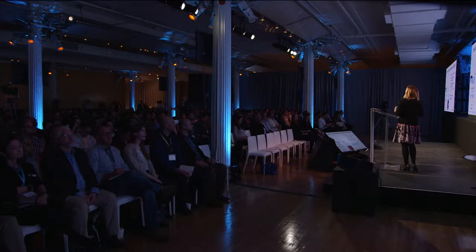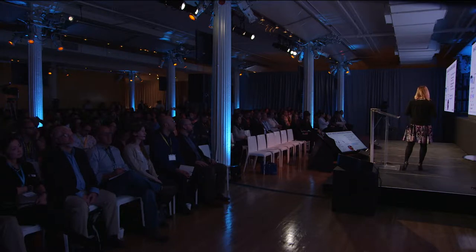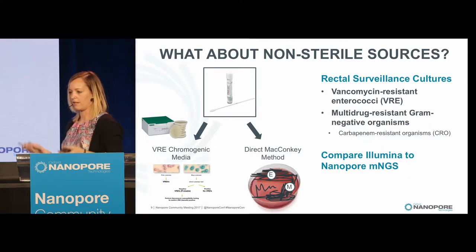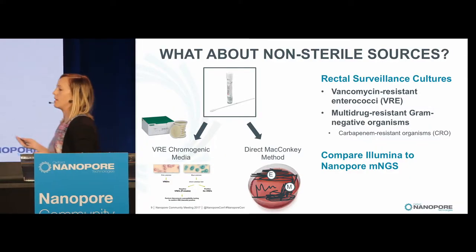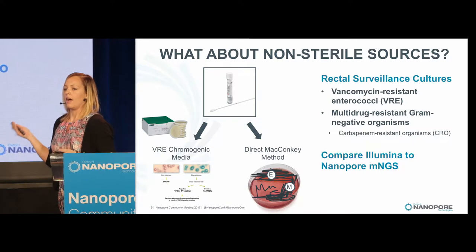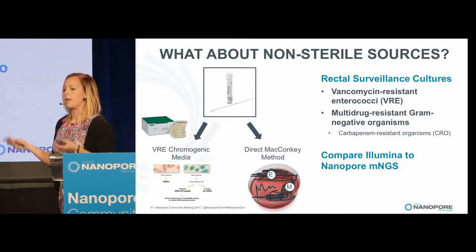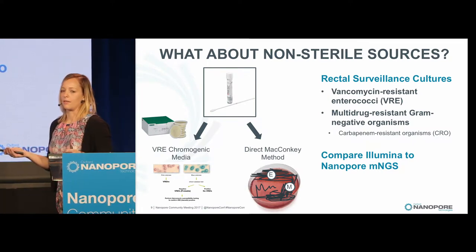swabs for surveillance for antimicrobial-resistant organisms. This is actually the highest volume test that we receive in the clinical lab. And so what they're looking for are vancomycin-resistant enterococci, or for multi-drug-resistant gram-negatives, such as carbapenem-resistant organisms. And so what we set out to do is, can we compare our culture-based methods that we currently apply compared to metagenomic next-gen sequencing of those same specimens? And also, can we compare Illumina to Nanopore sequencing?